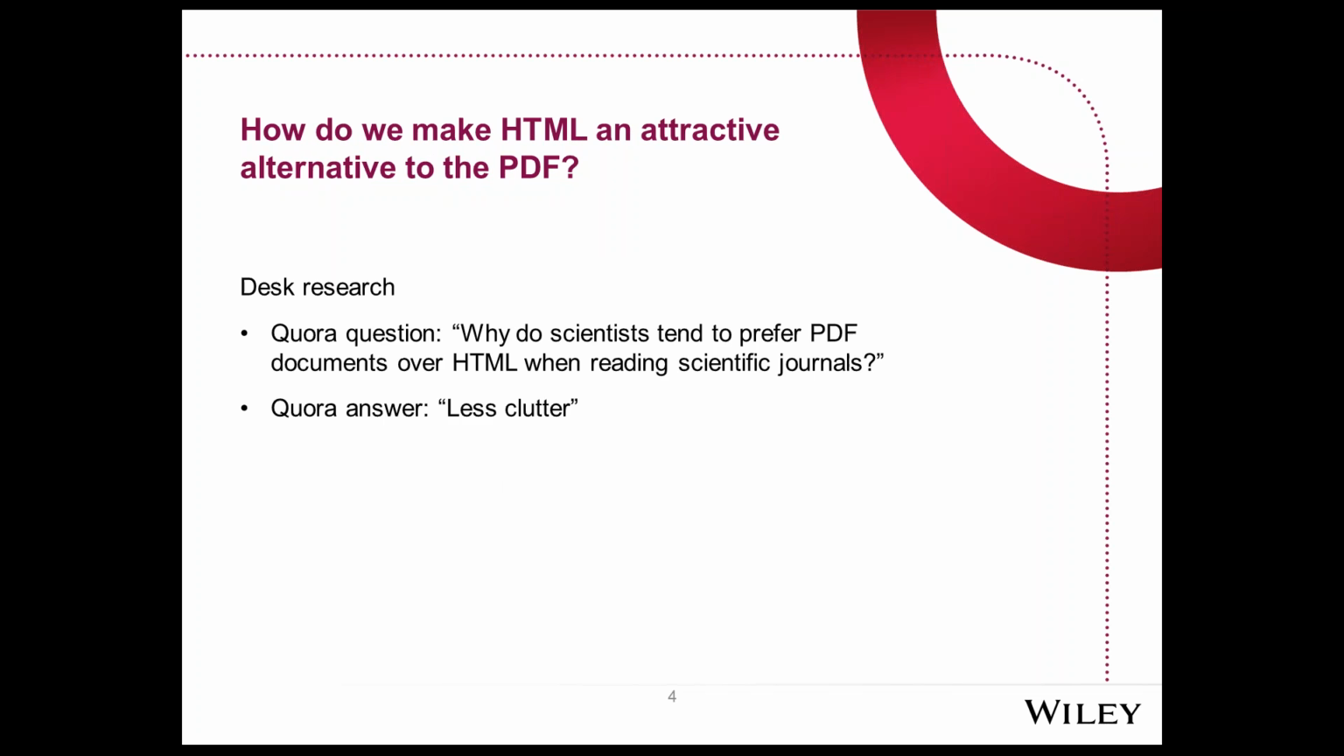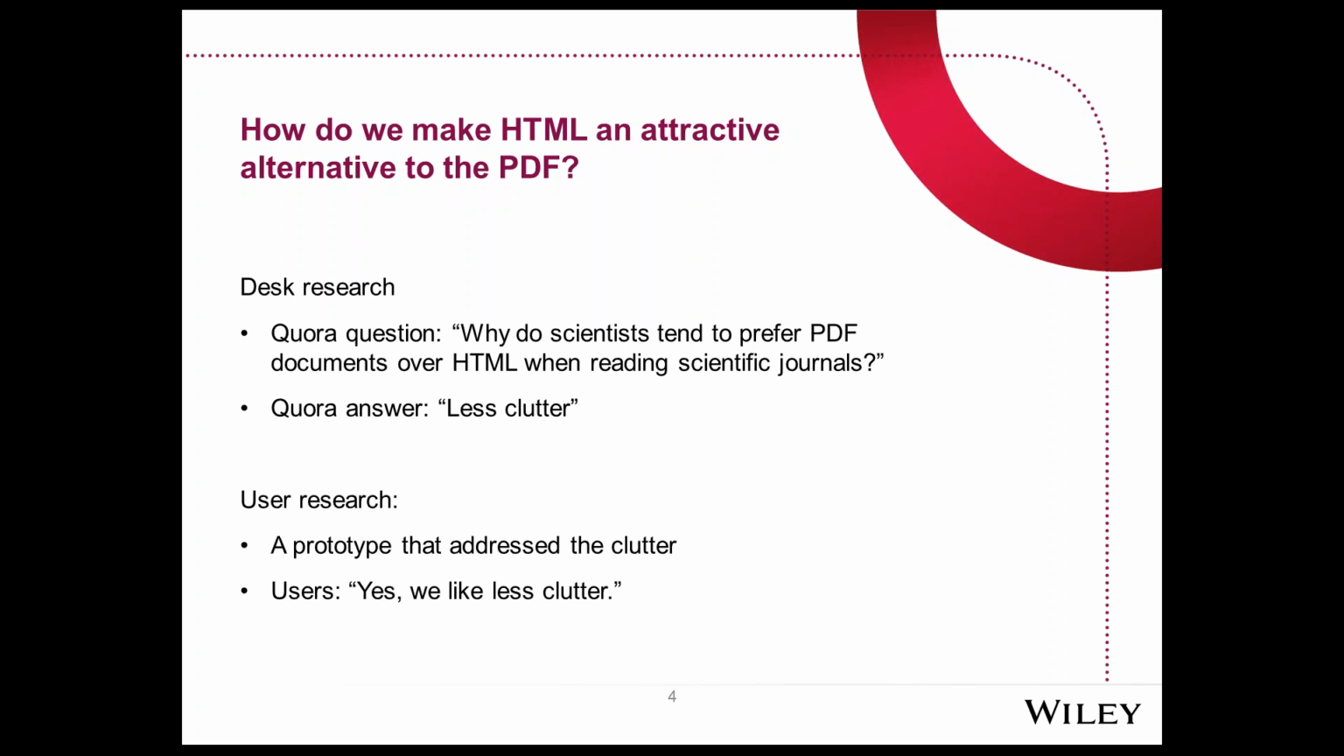So we started with some desk research, which essentially boiled down to a somewhat popular question on the Quora question and answer platform, where a person posted the question, why do scientists tend to prefer PDF documents over HTML when reading scientific journals? And the majority of the answers were, we need less clutter on HTML. And that was the answer that we really kind of focused on and decided was a primary reason why users just didn't care about the HTML. So then we carried on to do our normal user research. So we created a prototype that we thought addressed that clutter problem.